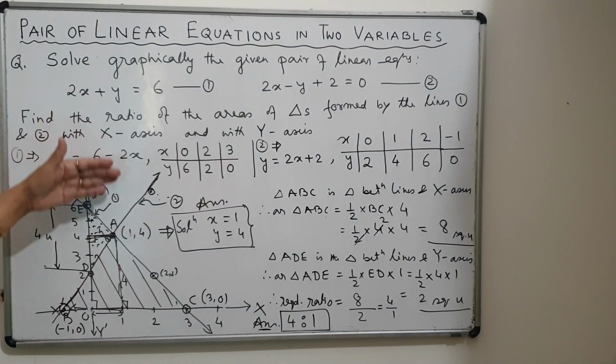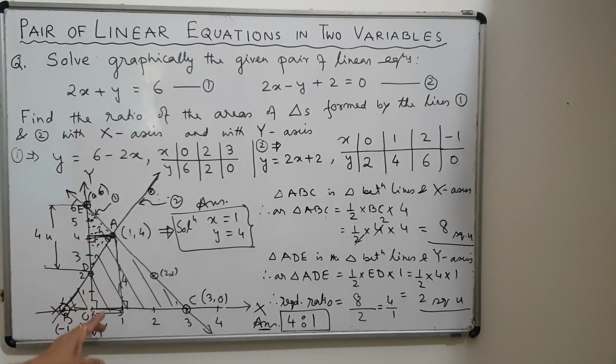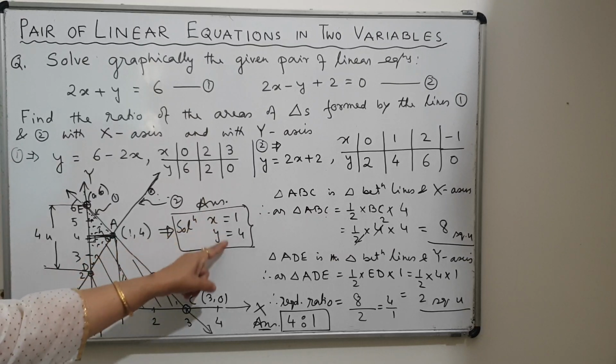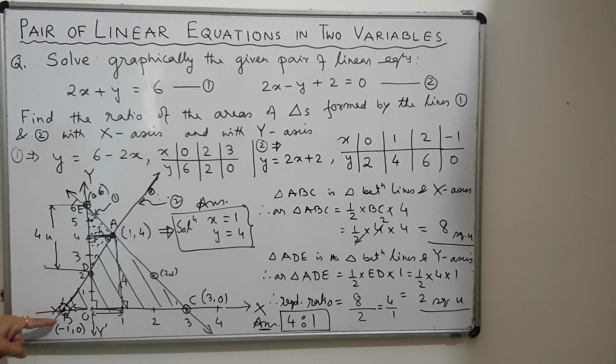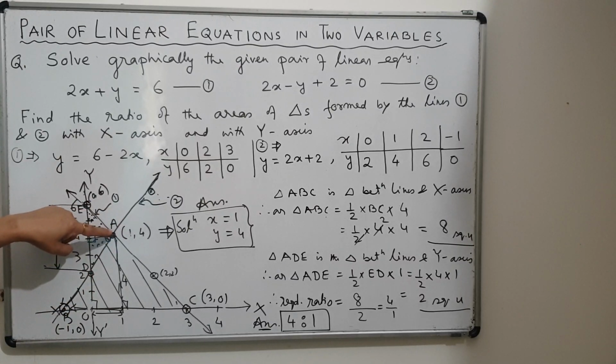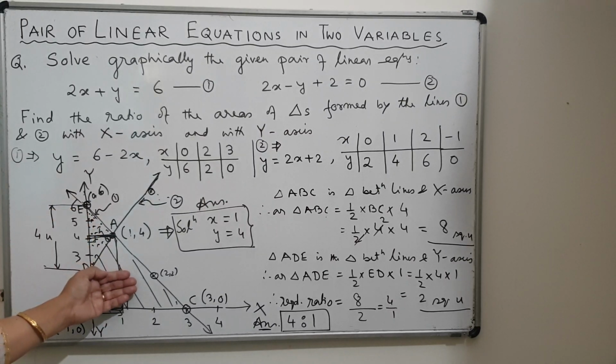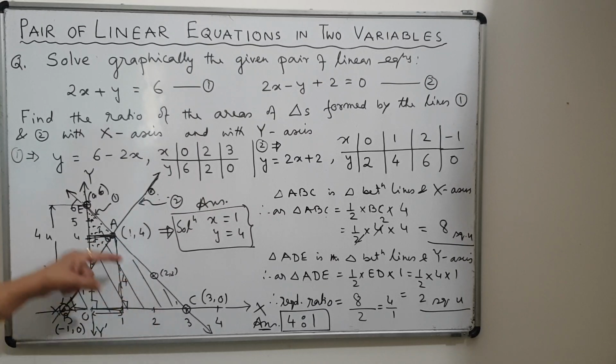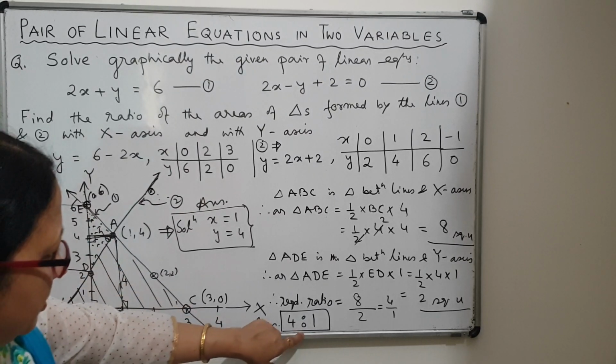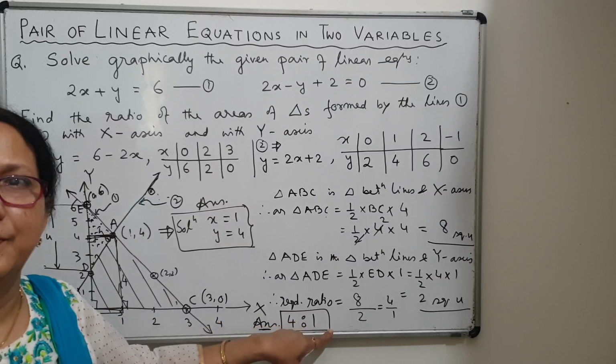So in this way we plot the graphs on the graph paper, and from the point of intersection get the solutions, and then we shade the triangle between the lines and the x-axis and find its area by the formula half base into altitude. Then we shade differently the triangle formed by the lines and the y-axis, and similarly by half base into altitude we find the area of this triangle, and then the ratio of the area of this triangle and this triangle, we get it 4 is to 1. Okay.